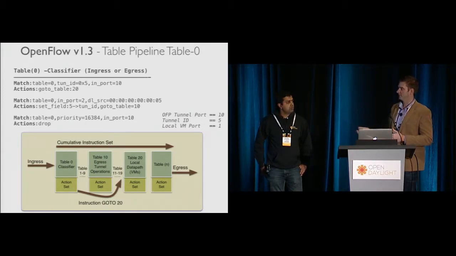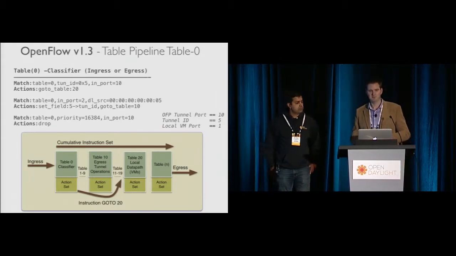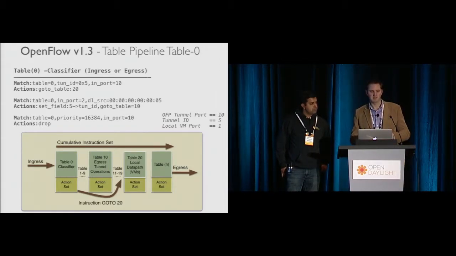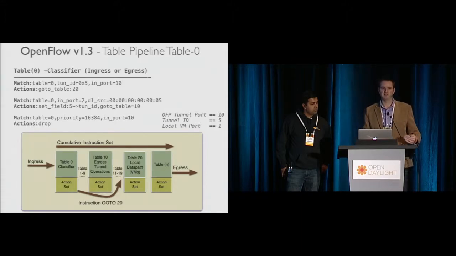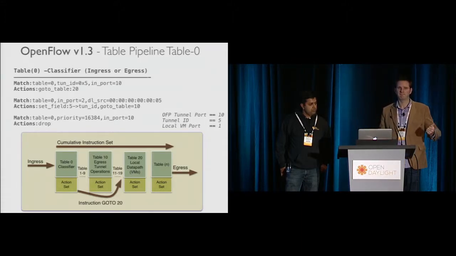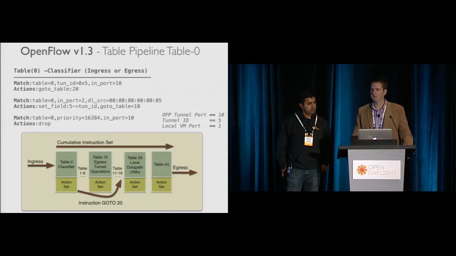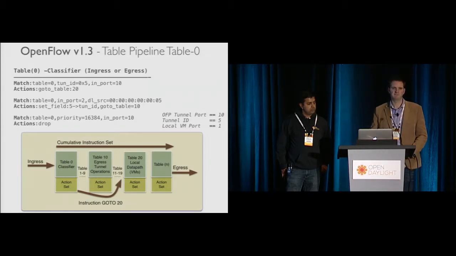And so we're leveraging the go-to in OpenFlow. Right now it's pretty simple. We've got a table 0 that's a classifier. Traffic comes in on that, and it's either going to be an ingress or an egress operation, mainly differentiated by a tunnel ID. So if you've got a tunnel ID on there, you're coming from another hypervisor.